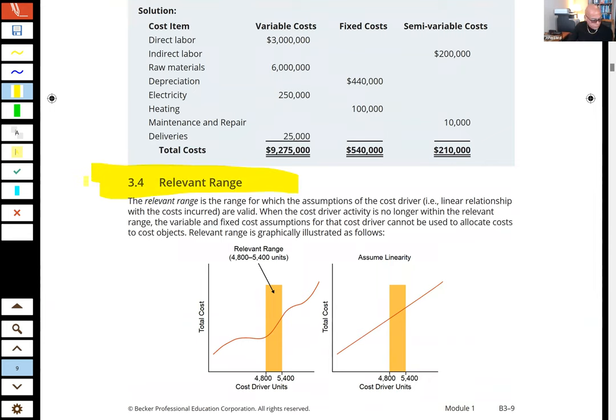There's that relevant range. Okay, so relevant range says what? All costs can be grouped into variable or fixed within the relevant range. If you go outside of the relevant range, a second factory building, yeah, then costs are going to be considered variable.